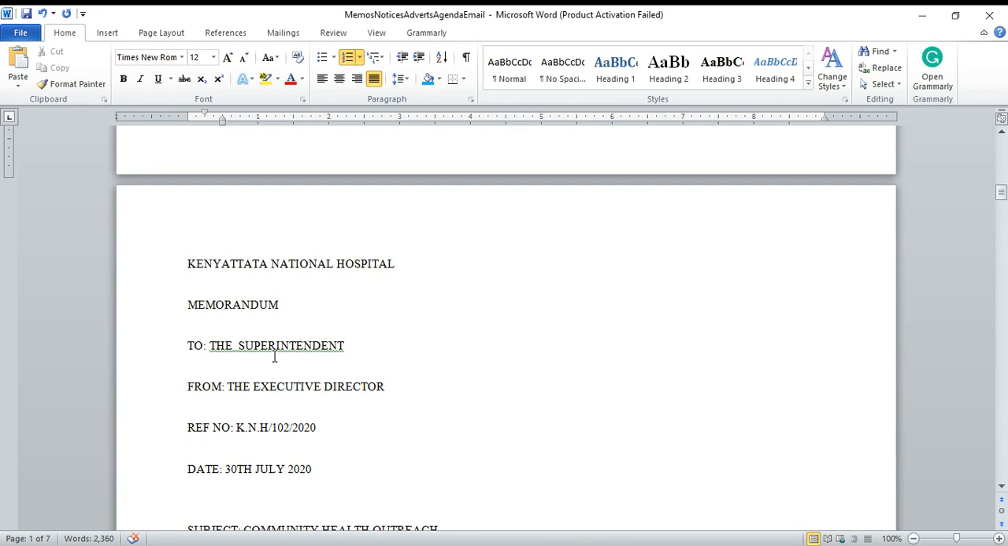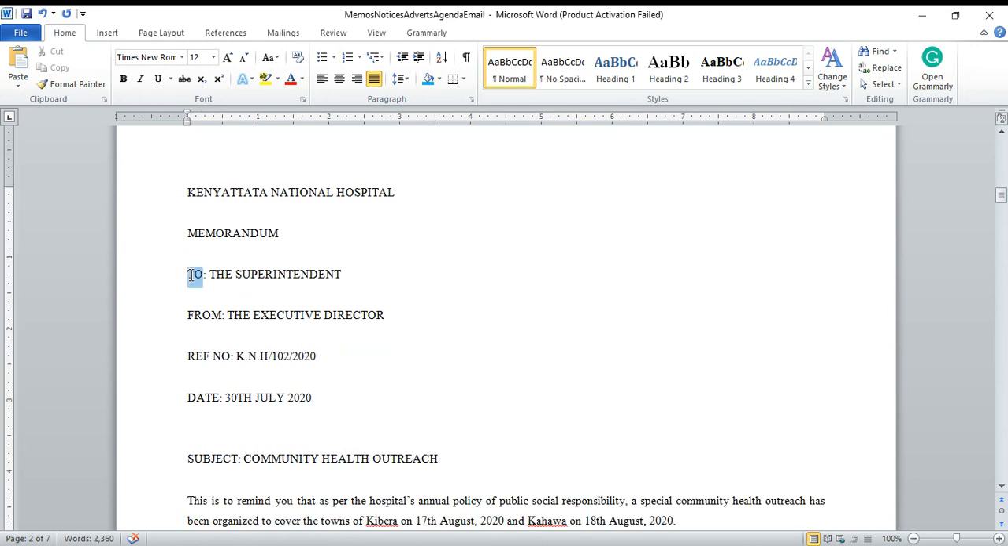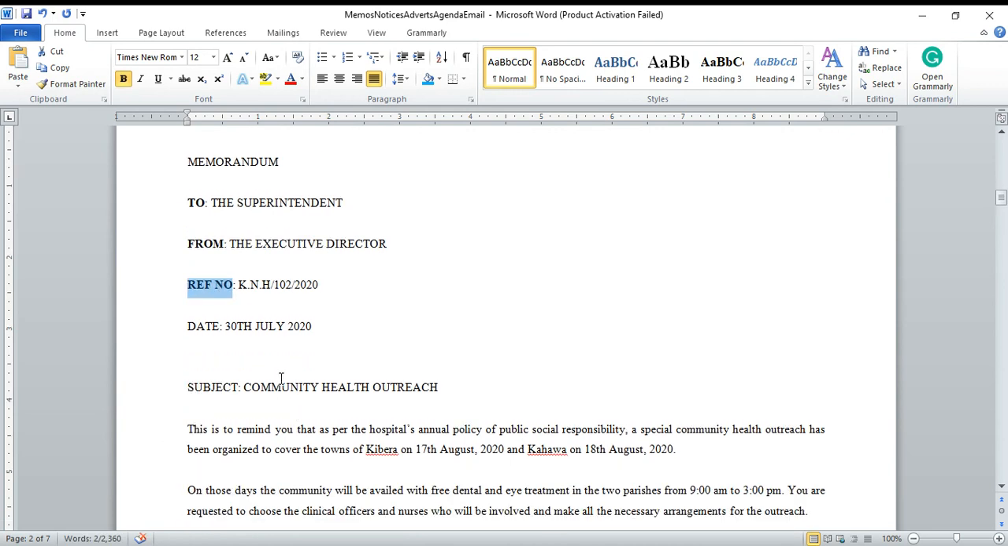memorandum or memo to the superintendent. So you can do a correction here to the superintendent. Then from the executive director, then the ref number, that is the reference number. Now, reference number is used to track the memo or to file the memo. Then the date. The date is usually the date that the memo is circulated.